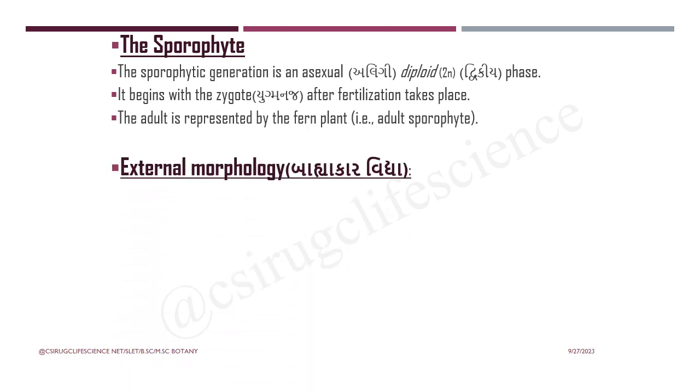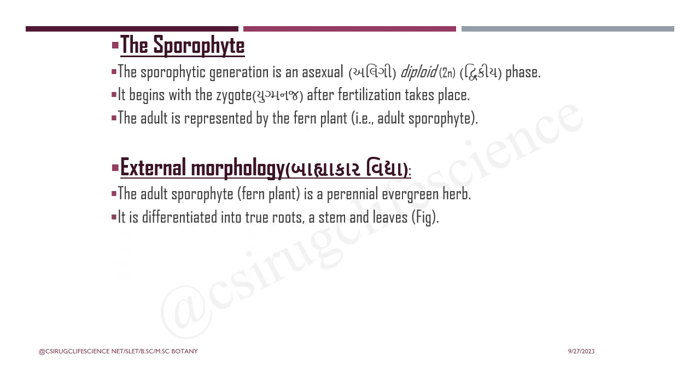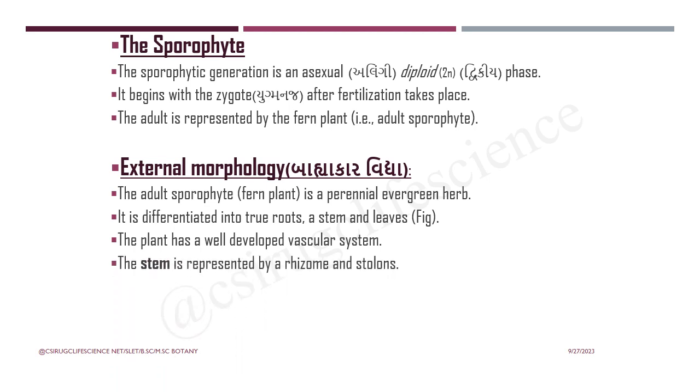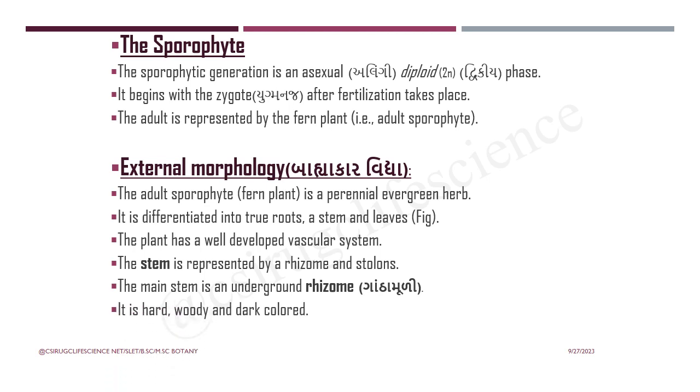External morphology. The adult sporophyte is a perennial evergreen herb. It is differentiated into true roots, a stem, and leaves. The plant has a well-developed vascular system. The stem is represented by a rhizome and stolons. The main stem is an underground rhizome. It is hard, woody, and dark in color.